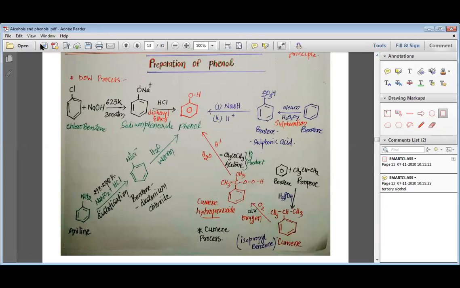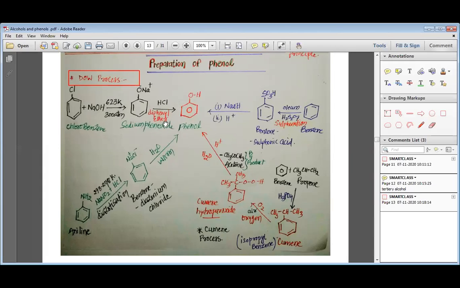The first process that we want to study is known as the Dow process. In this process, we use chlorobenzene as the major reactant and we convert chlorobenzene into phenol. Chlorobenzene is converted into phenol by reaction with sodium hydroxide at 623 Kelvin temperature and 300 atmospheric pressure. We get sodium phenoxide, and when this sodium phenoxide reacts with HCl or any other acid H+, it gives us phenol. Now, my dear students, we have written here diphenyl ether.